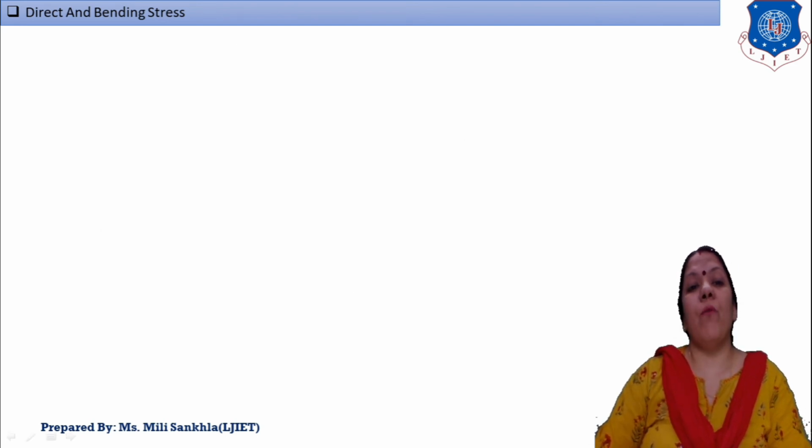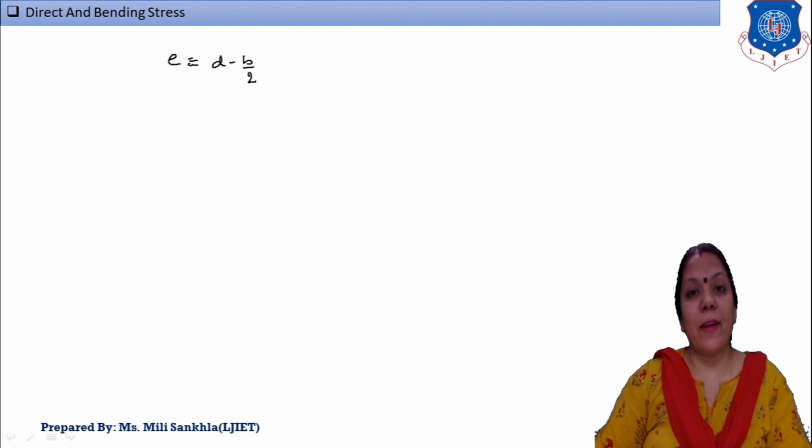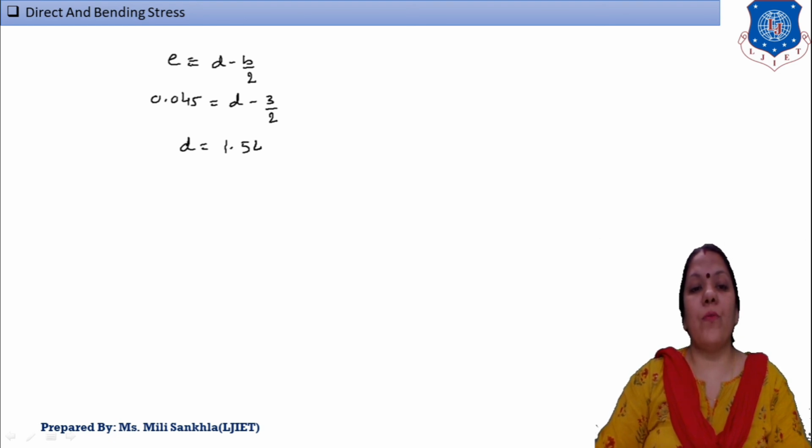Now next, what is the equation of eccentricity? Because here we follow the steps in reverse. Now eccentricity E is equal to D minus B by 2. Eccentricity E we recently found, that is 0.045, and B is given in data, that is 3, by 2. Now my answer of D is equal to 1.545 meter. Okay, here we get the answer of D.